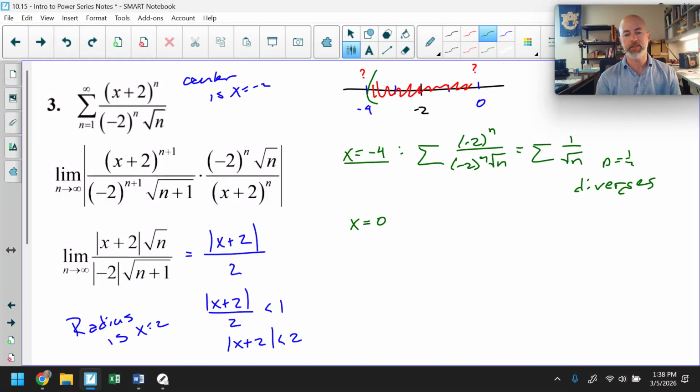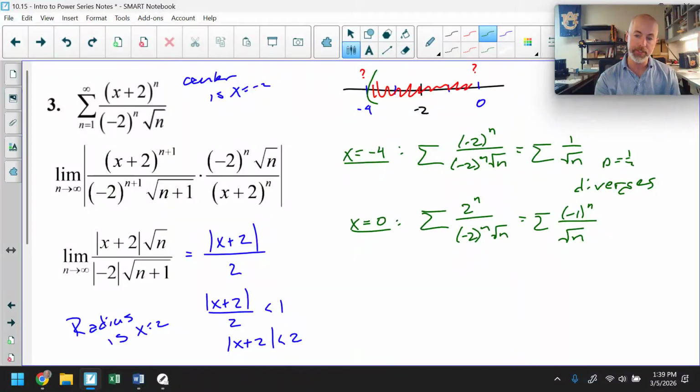What if x is equal to 0? Now I have the series of 0 plus 2, which is 2 to the n over -2 to the n, root n. And 2 to the n over -2 to the n can be written as -1 all to the n over root n. And that is an alternating series. And if you did the alternating series test, the 1 over root n does decrease in magnitude to 0. Therefore, this is going to converge by the alternating series test.